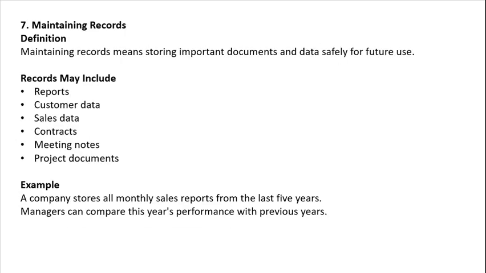Seventh is maintaining records. Maintaining records means storing the important documents and data safely for future use. Records may include reports, customer data, sales data, contracts, meeting notes and project documentation. For example, companies store all the monthly sales reports from the last 5 years, and managers can compare this year's performance with the previous year.